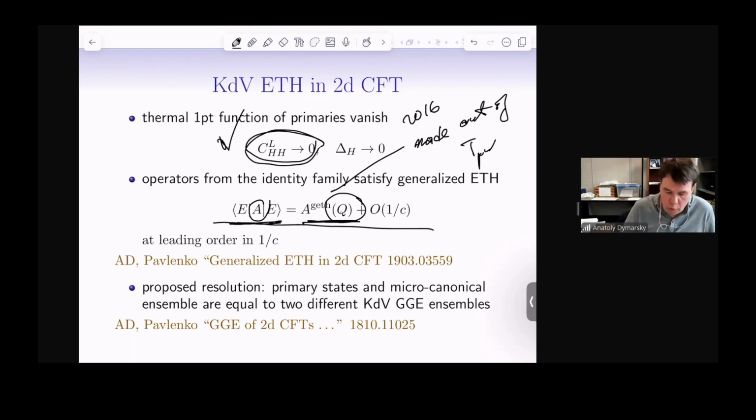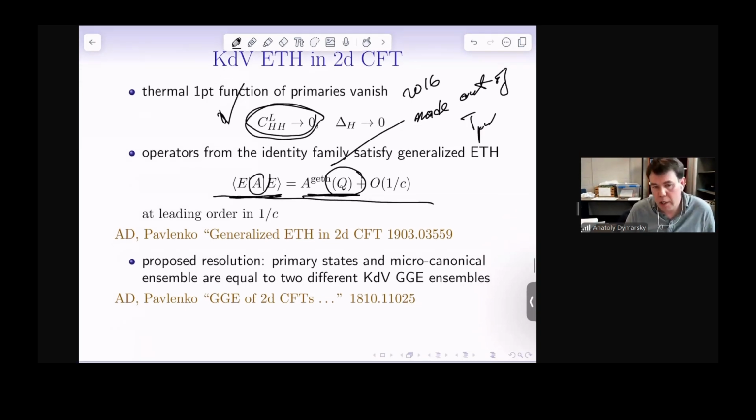Okay, so now we have a proposed resolution, which I already announced to you, that we will not compare the microcanonical state and the primary state. We will not compare them with each other, but we will try to match them with different GGE ensembles, where those GGE ensembles include KdV charges.